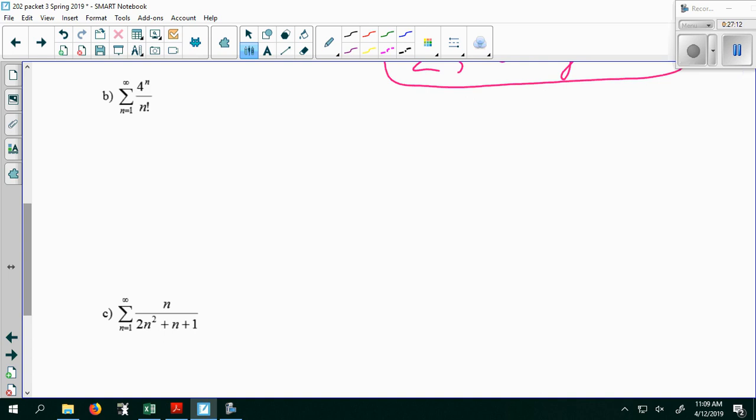Okay, another one. We're going to do the ratio test on this one too. So I'm going to take the limit as n goes to infinity, big absolute value. The n plus first term means just make your n's n plus 1s. So this is 4 to the n plus 1 over n plus 1 factorial divided by 4 to the n over n factorial.